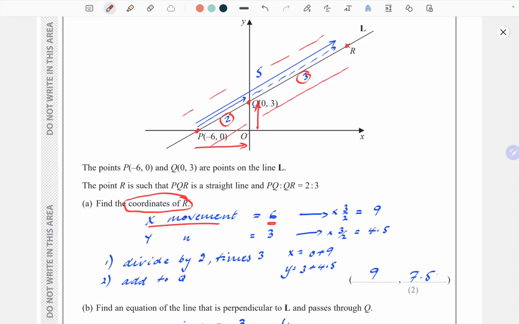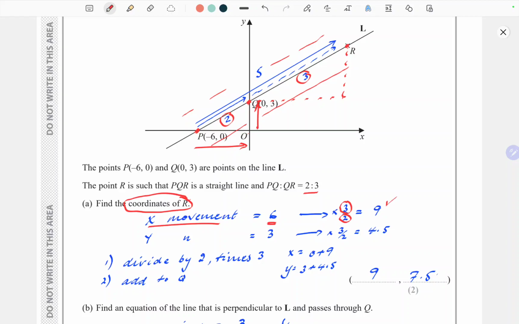Now, the way I'm going to do it is that whatever movement I did from P to Q, I want to do the same type of movement from Q to R, but using the ratios. So what I've done is divided P to Q by 2. So 6 divided by 2, and then times by 3, because my ratio is 2 to 3, all right? So divided by 2, times it by 3, and that gives me 9. All right.